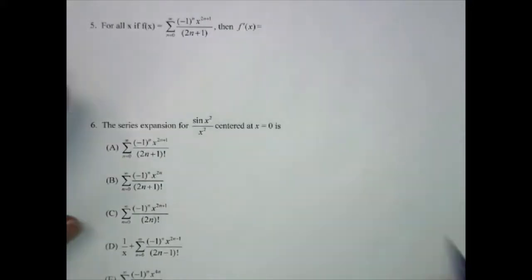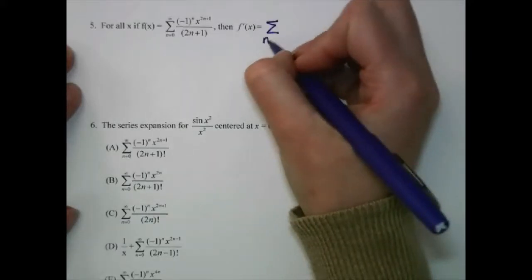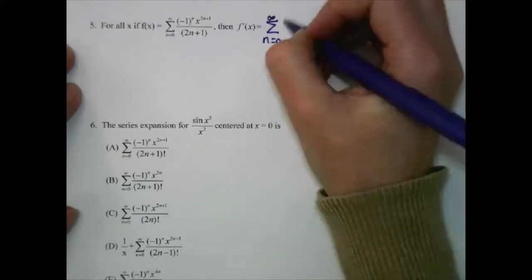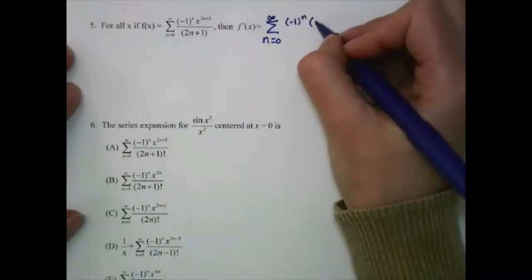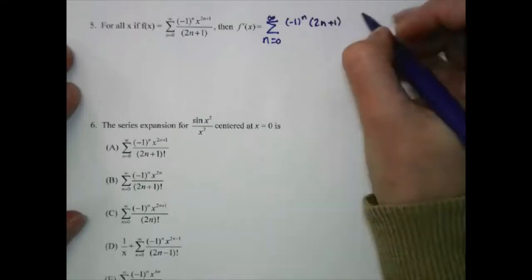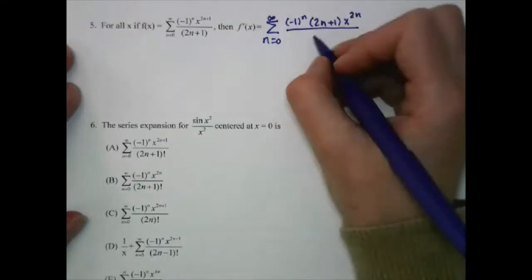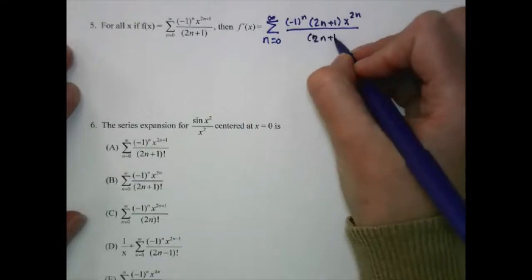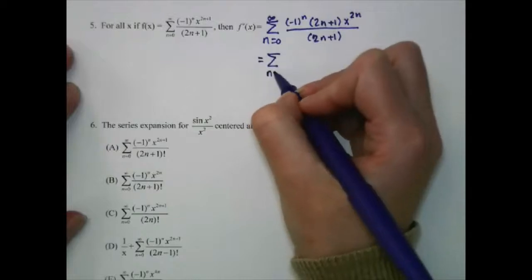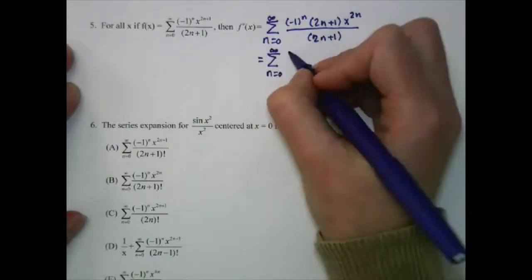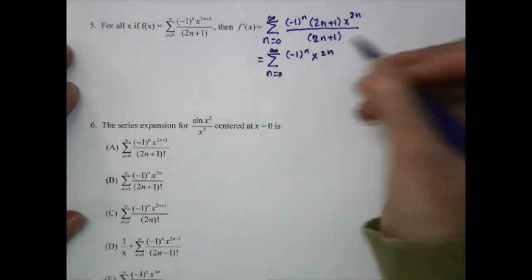Okay, next up, we're going to take this derivative, and it's just going to be the power rule. So the negative 1 to the n goes along, and then we do the power rule on this. So we'll multiply down the exponent, and then subtract 1 from the exponent. Okay, these will cancel. So this is now negative 1 to the n, x to the 2n.